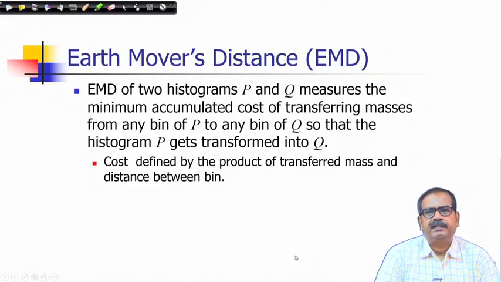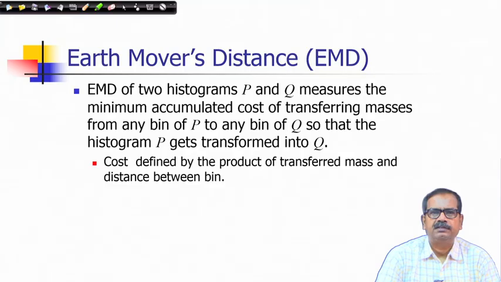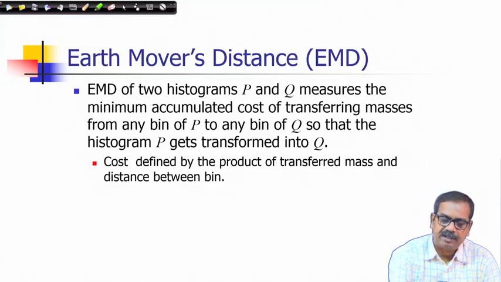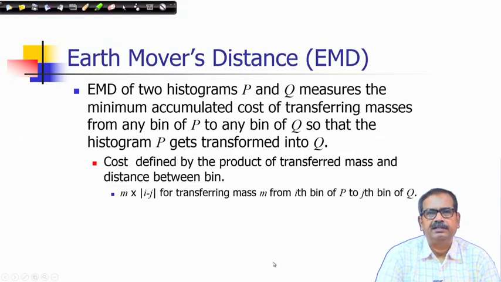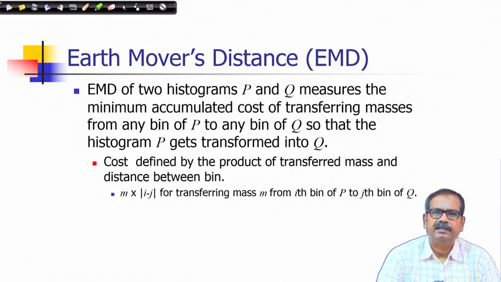So, this transfer has a cost, and this cost can be defined as the product of the transferred mass and the distance between bins, which I can express mathematically in this form, the mass m and the distance between two bins. So, for each bin, say the ith bin and the jth bin, the difference of their bin locations itself can be considered as a distance, the absolute difference between bin locations. So, you take the product of these two, that is, the mass you are transferring from the ith bin to the jth bin.